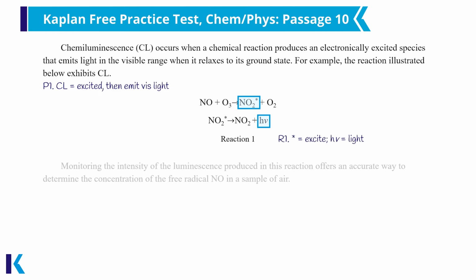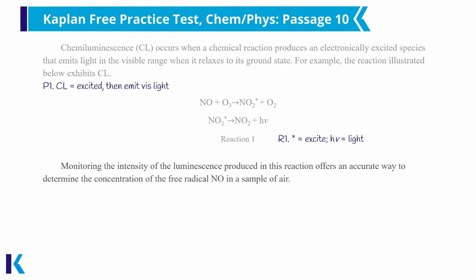While I don't usually make outlines for reactions or diagrams, I'm going to add those definitions to my outline since I think it might be helpful for later. Paragraph 2 is super short and provides a reason for monitoring chemiluminescence. We can use it to monitor the amount of NO in the air, and since the passage describes NO as a free radical, and I know that free radicals are very reactive and unstable, I'm presuming that NO is probably a bad thing.